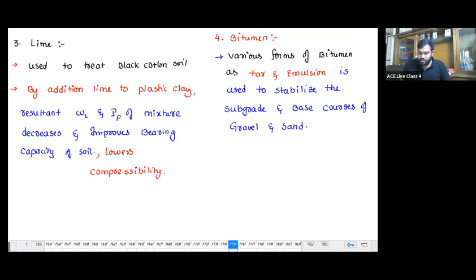Can we consider this? No, that's not soil stabilization. That's to prevent the termites. That is different. It does not improve the strength of the soil.